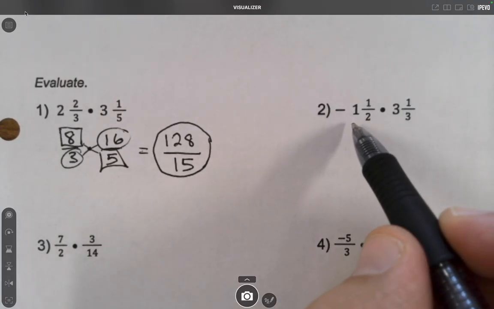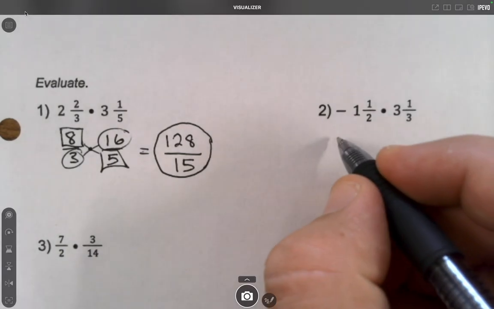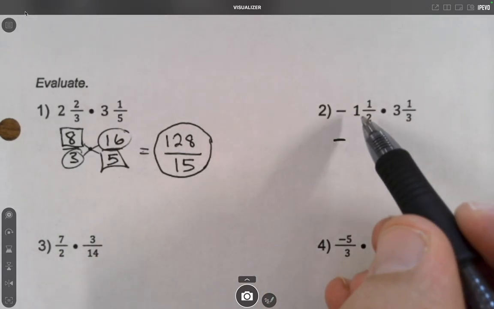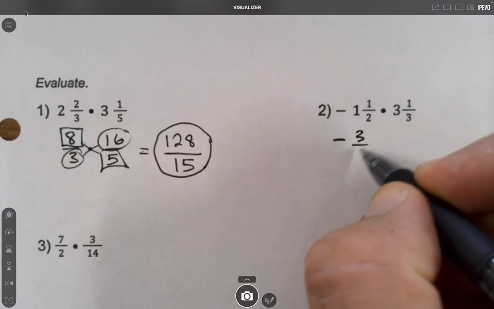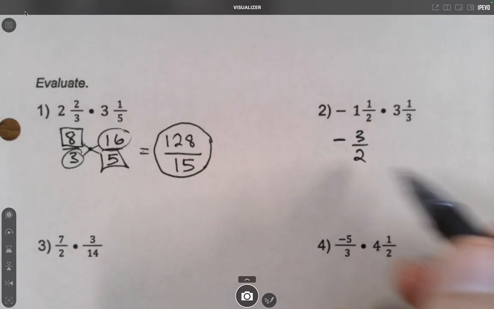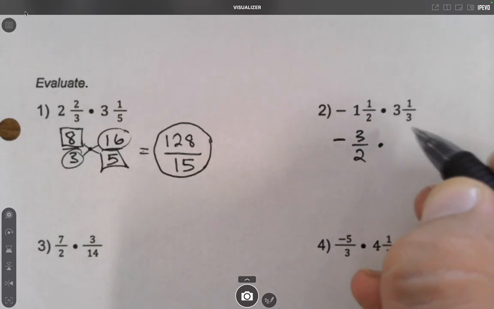Okay, on this one, when there's a negative sign, just transfer the negative. We still would just say 1 times 2 is 2, plus 1 is 3. So negative 1.5 is the same as negative 3/2. 3 times 3 is 9, plus 1 is 10.